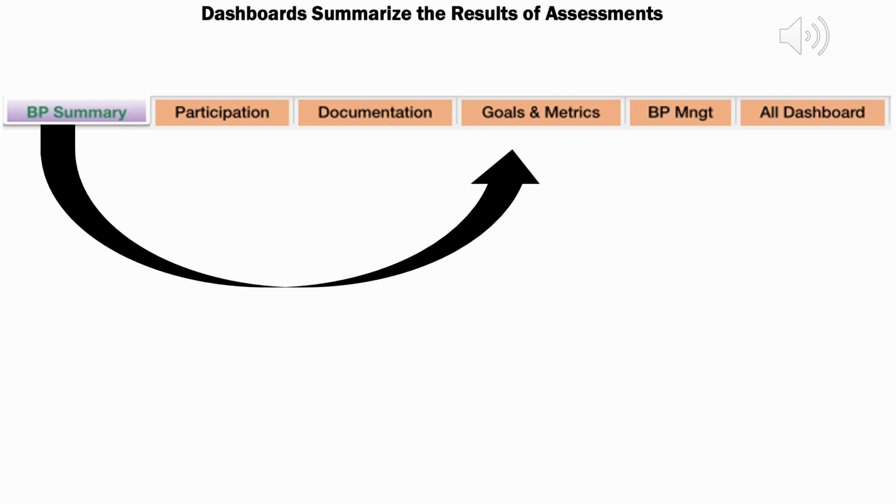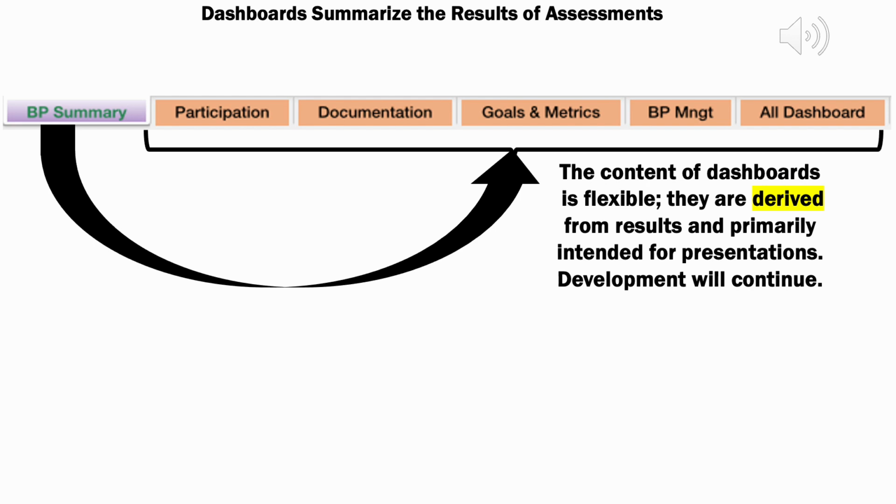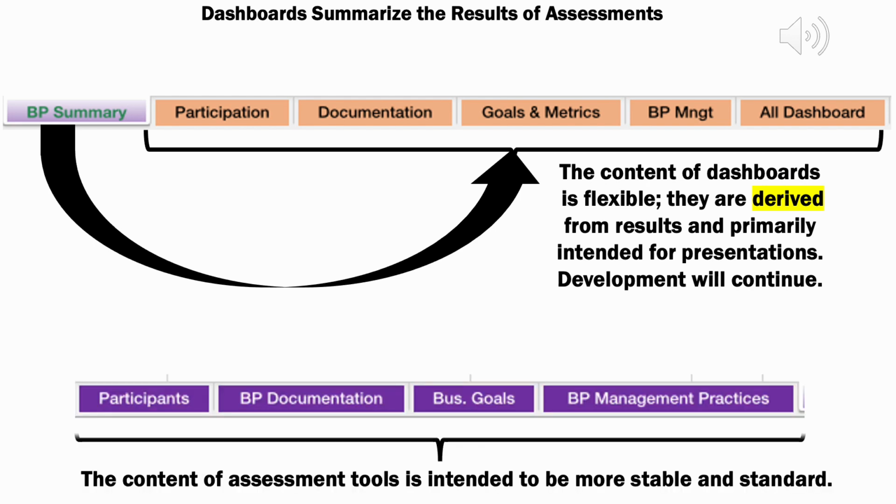The content from the Business Process Summary is used to build several dashboards. This initial set of dashboards is work in progress. The intent is to adjust them based on the input from utilities who are conducting pilot implementations and preparing case studies. The assessment tools, however, are generally intended to be more stable and will be adjusted only if there is a clear and strong rationale for a change.